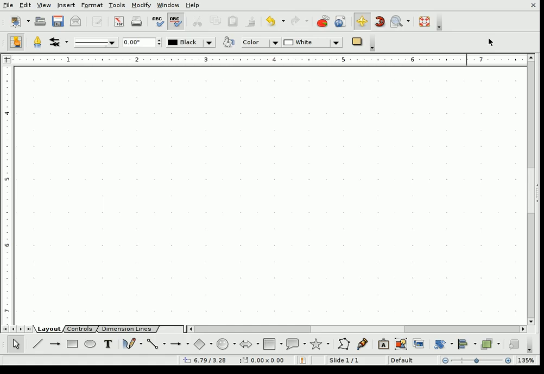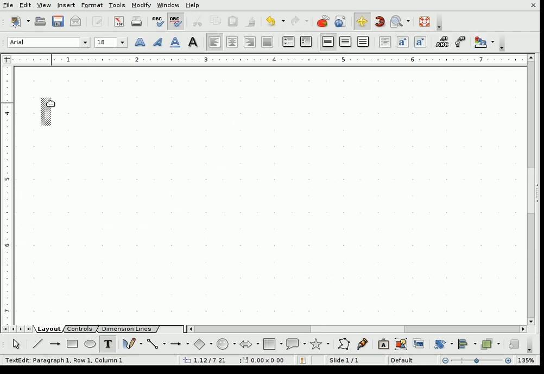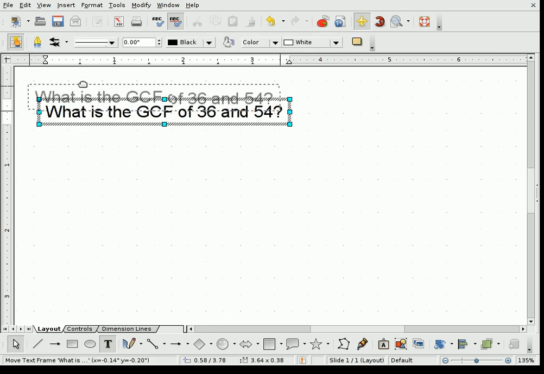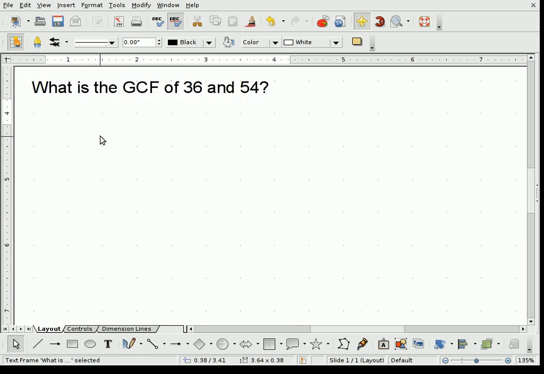This is a quick demonstration of how to find the GCF, or greatest common factor, of 36 and 54. So let's write that question down here and say, what is the greatest common factor of 36 and 54? That's our question.